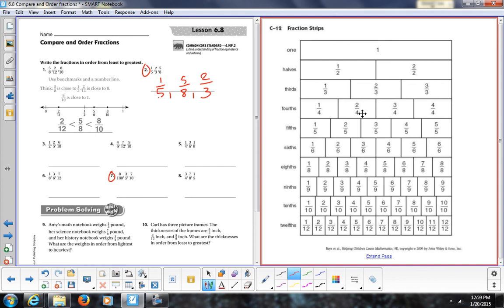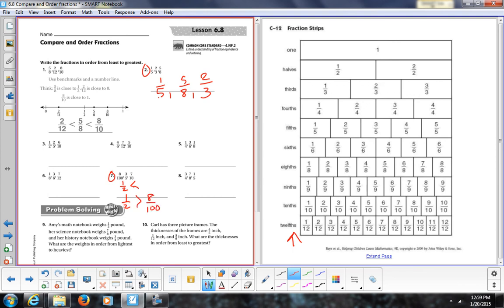All right. Let's take a look at number 5, or number 7, I'm sorry. Okay, so now I have hundreds, which obviously this only goes up to 12, so I can't use that one. So I need to compare these to halves to figure out. So let's go, which ones are bigger than a half? Well, what's half of 100? 50. Is 50 bigger than 8? No. So 1/2 is actually bigger than 8/100.